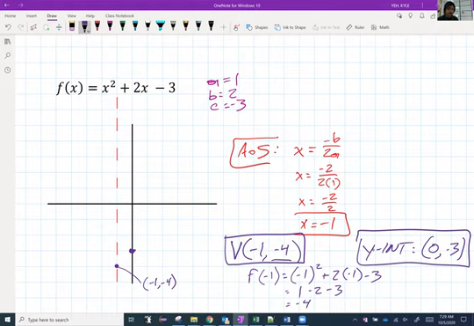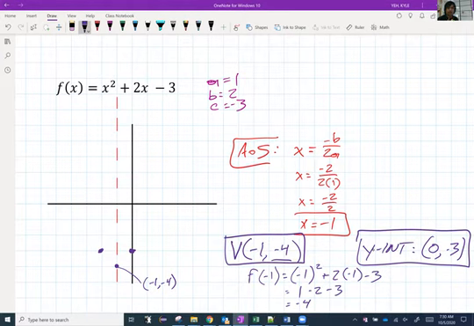Now, I talked about getting something for free. I talked about getting the x coordinate of the vertex for free after the axis of symmetry. I actually know 3 points on this graph. Remember that parabolas are symmetrical. So I've got my vertex, negative 1, negative 4, and then 1 unit to the right of it, I went up 1. I went up 1 from the vertex. So that means that 1 unit to the left this way should also be up 1.